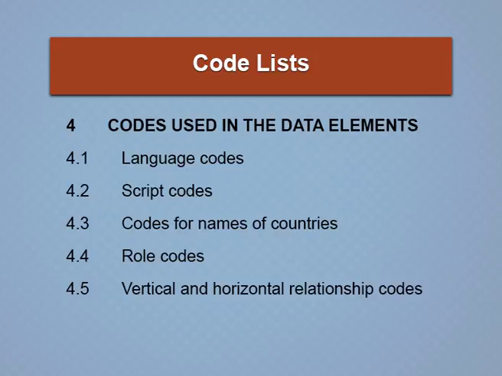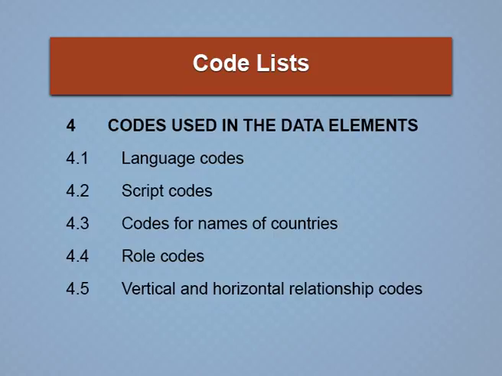Now, here you see an example. Definitely one question is coming to your mind: from where can we know the code lists, and how can we know what the coded values are against a particular field? Inside the manual the coded values are given in two formats. There is a section called section 4 that you can consider. On the screen you can see section 4, codes used in the data elements. There are 4.1 language codes, 4.2 script codes, 4.3 codes for names of countries, 4.4 role codes, and 4.5 vertical and horizontal relationship codes.